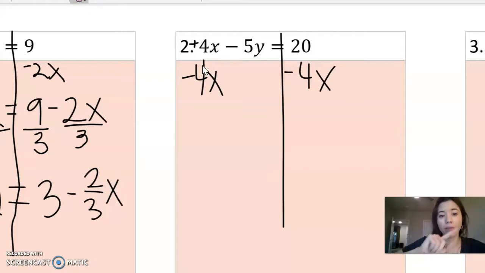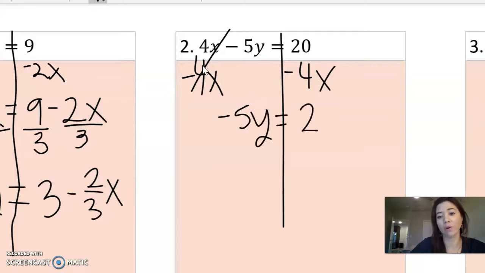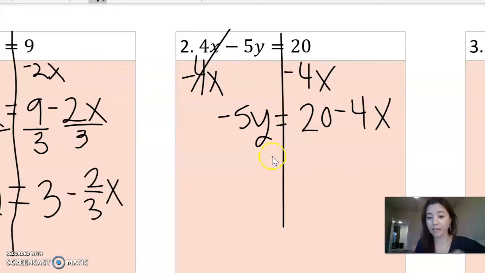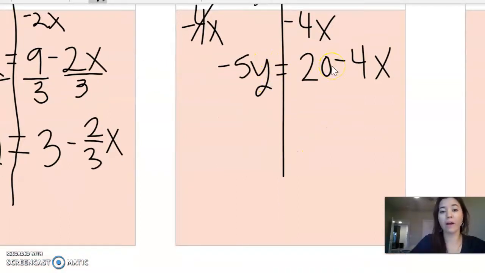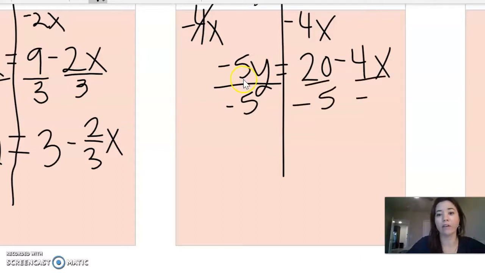The only way I would add 4 is if there was a negative in front of it. But because there is not, that means it's positive. So we are going to subtract 4x from both sides. I now have negative 5y equals 20 minus 4x. And then again, the last step is to divide by the number with the y. So now this time, instead of dividing by a positive, we just divide by a negative. So we have divided by negative 5, negative 5, negative 5.